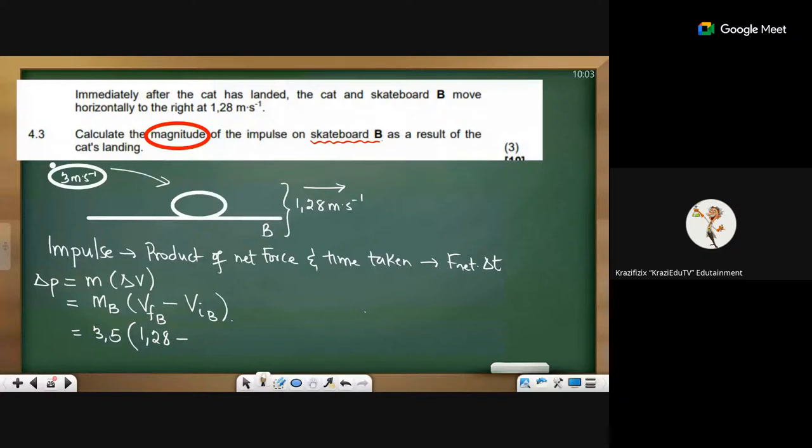Can somebody tell me the initial velocity of trolley B? I'm going to do something for you to help you see clearly again. Mass, the initial velocity of trolley B, 0. Please give me an answer here.